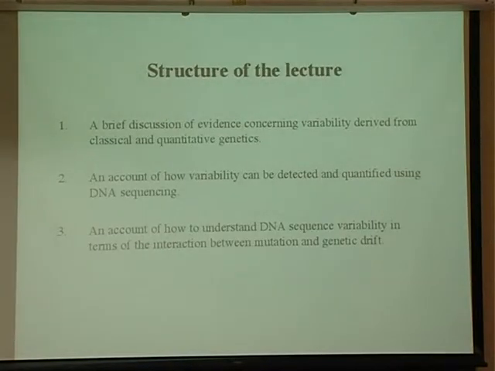So here's the structure of the lecture. First of all, I'll just go over rather quickly some of the classical evidence that you've already heard about yesterday. Then I'll talk about how we can measure variation at the DNA level, and finally, how we can understand where that variation is coming from. So let's jump into number one. If you do have any questions, by the way, don't hesitate to stick your hand up and interrupt me. If I'm saying something which is incomprehensible or illogical, please point it out.